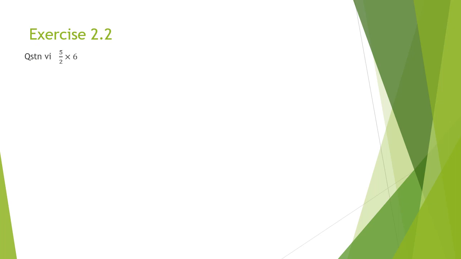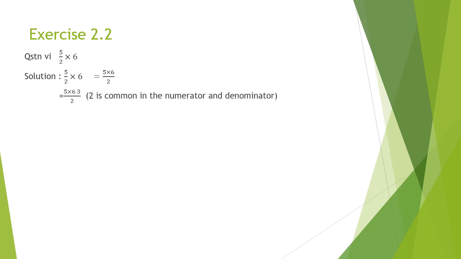Our next question is 5 by 2 multiplied by 6 gives 5 multiplied by 6 whole divided by 2. We can cancel 2 from both numerator and denominator because 2 is common in numerator and denominator. So we are getting 15 upon 1. It is in the lowest form, that gives 15.